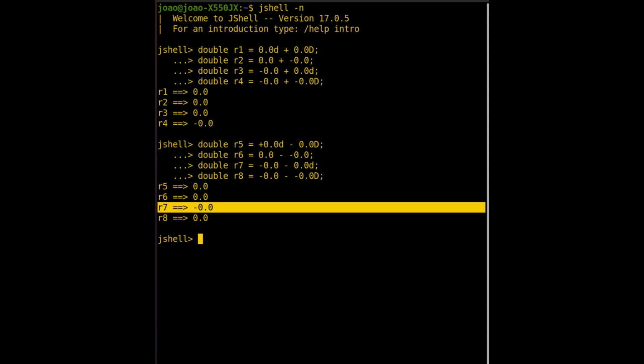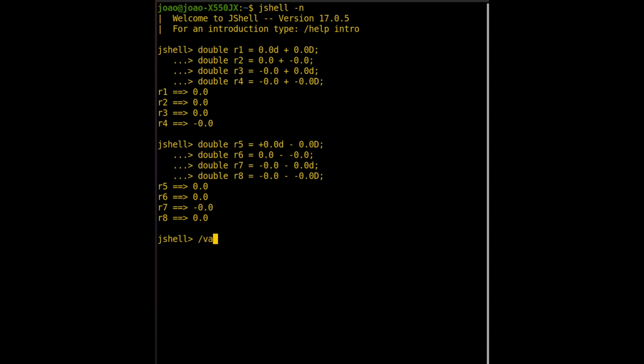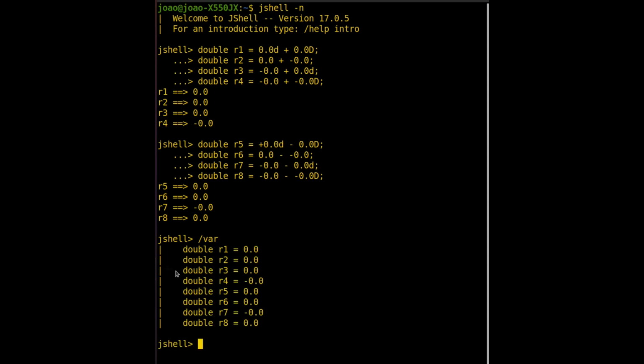Let's check something. I'm just going to display them here again. They all are the results of R1, R2, R3, R4, R5, R6, R7, R8, as you can see them here. Two of them gave me negatives. It's very difficult to remember this. And do we really need to remember it?